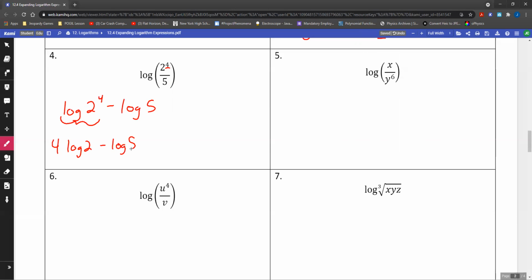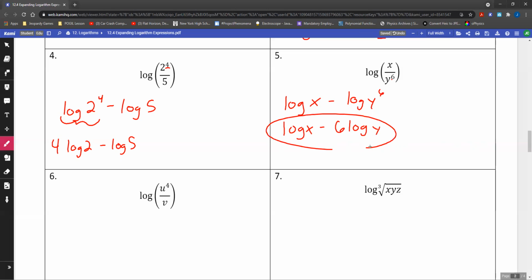Again, I did not put parentheses around this term because, unlike before, the 4 is only attached to the 2. It's not going to be attached to the 5 as well. All right, so now let's go to number 5. Here, it's pretty much the same thing as the previous one. Since the 6 is only attached to the y, I'm going to ignore it for now and just rewrite this as log x minus log y to the 6th. And then from here, I can use the power rule to move the 6 in front of the log y.